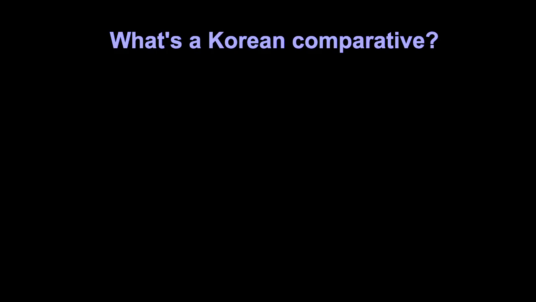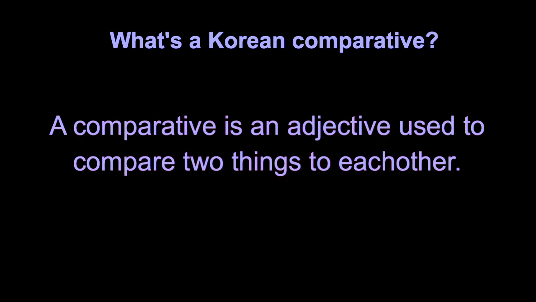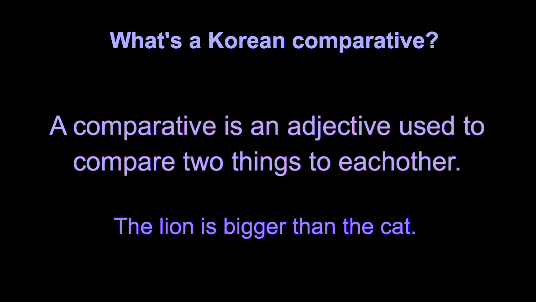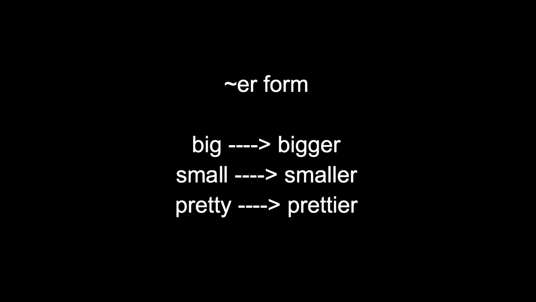First, what is an English comparative? A comparative is an adjective which is used to compare two things to each other. For example, in the sentence, the lion is bigger than the cat, the comparative is the word bigger, as it is comparing the lion to the cat. You can think of the comparative as the English ER form. For example, big becomes bigger, small becomes smaller, and pretty becomes prettier.